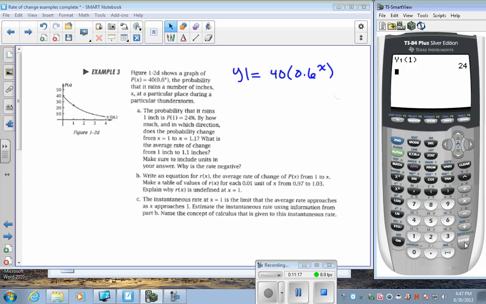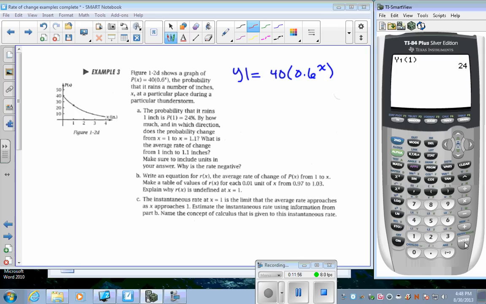By how much and in what direction does the probability change from x is 1 to 1.1? So it's asking about a change, and it's actually asking by how much does the probability change. So what we're going to actually do is find the average rate of change. First of all, is it going down or is it going up? And when I go from x is 1 to x is 1.1, that probability is going down. To figure out how much, I would need to subtract probability at 1.1 minus the probability at 1.